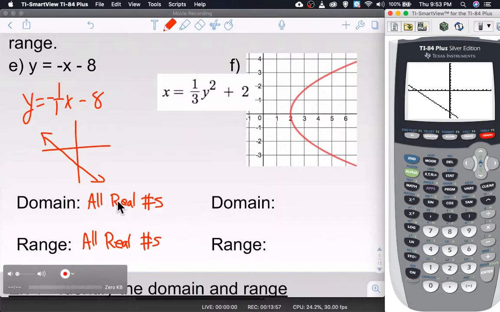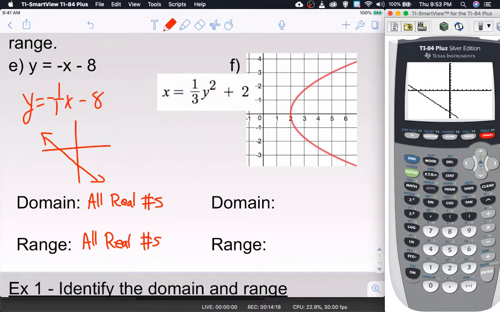And for the most part, that's going to be true. Anytime you have an equation in slope-intercept form, it will go through all x's and all y's because it's linear. And as long as it's slanty, as long as it's not a vertical line or a horizontal line, it will eventually go through every single possible x and y value.